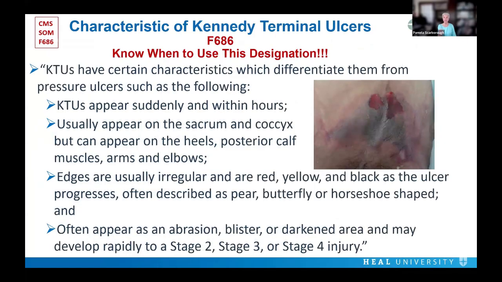So these are the characteristics of the Kennedy terminal ulcer, and you want to know when to use this as the unavoidable pressure ulcer in the long-term care facility. This is literally verbatim from F686. It says the Kennedy terminal ulcers have characteristics which differentiate them from pressure ulcers, such as they can appear suddenly within hours. They usually appear on the sacrum and the coccyx, but can appear on the heels or posterior calf muscles, arms, and elbows. The edges are usually irregular. They're red, yellow, and black as the ulcer progresses, often described as pear, butterfly, or horseshoe shaped, and often appear as an abrasion, blister, or darkened area, and may develop rapidly to a stage 2, 3, or 4 injury.